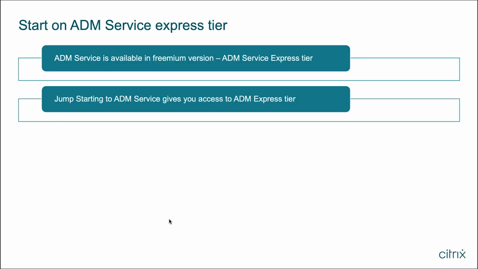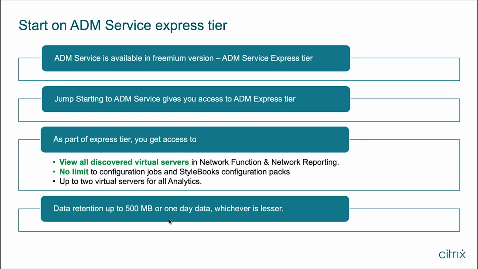What do you get with this? With this, you get all your management and monitoring capability, all the network functions, network reporting, everything is open. There is no limit to any configuration jobs or any StyleBooks, or counts. You can pretty much do everything around that. The only cap with the Express tier is that you get virtual server analytics for 2 virtual servers, which means if you're new to the ADM service and you want to try out analytics, you can get started with the 2 servers.